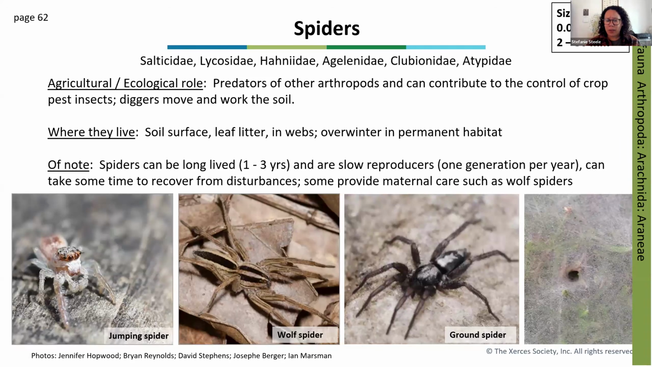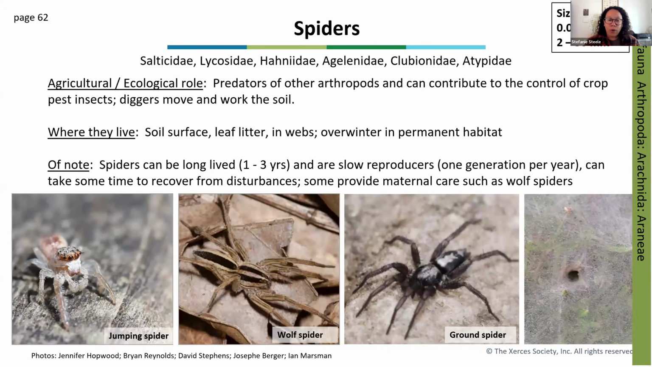Other groups might spin webs directly on the soil surface, like here we see this funnel web, or maybe within soil tunnels or tubes. And so these then are trying to trap or ambush their prey.